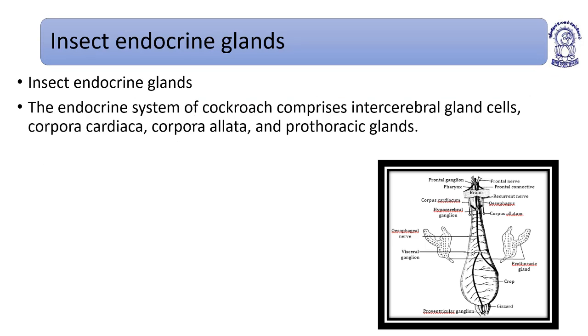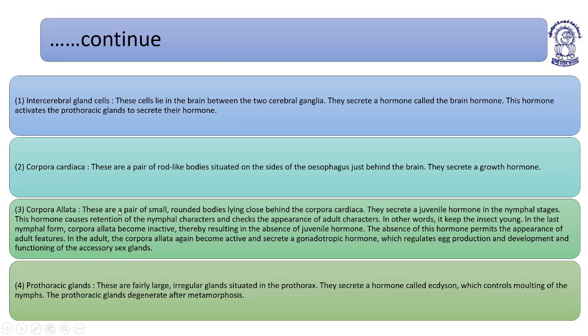Insect endocrine glands. The endocrine system of the cockroach comprises intercerebral gland cells, corpora allata, corpora cardiaca, and prothoracic glands. The intercerebral gland cells lie in the brain between the two cerebral ganglia. They secrete a hormone called brain hormone. This hormone activates the prothoracic gland to secrete its hormone.